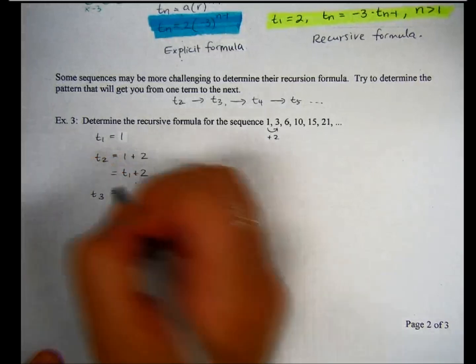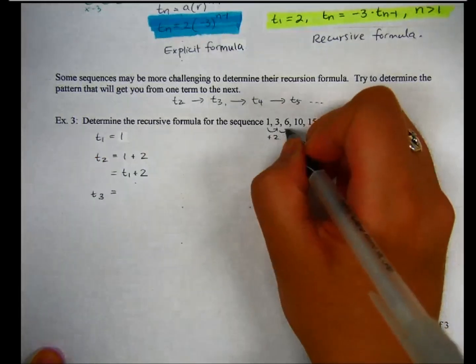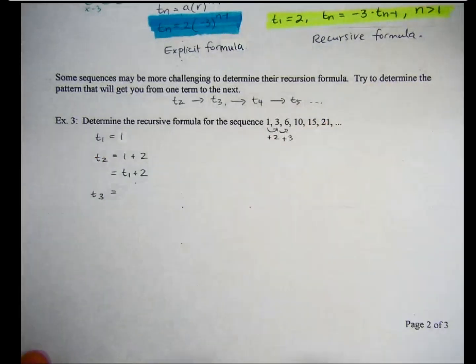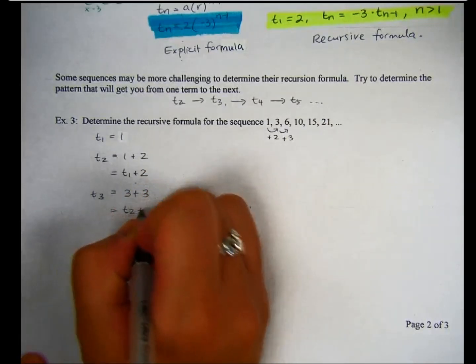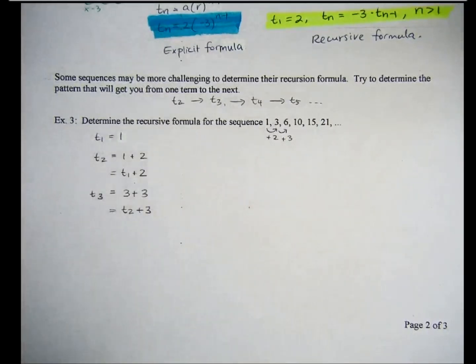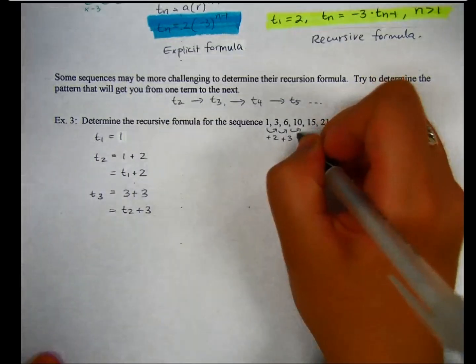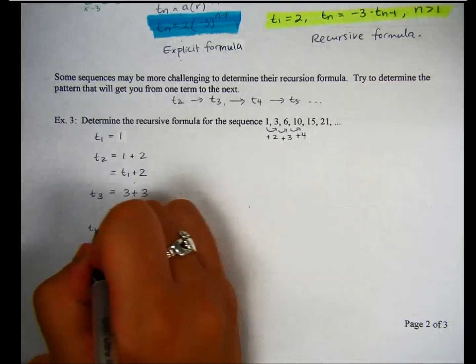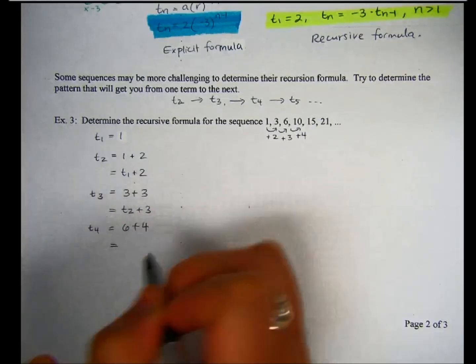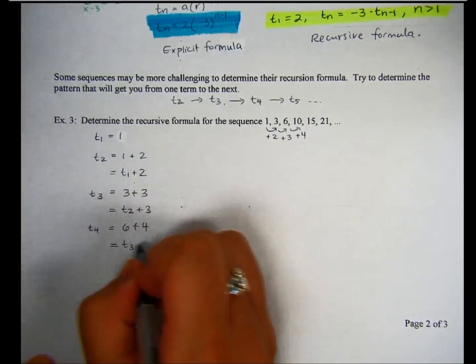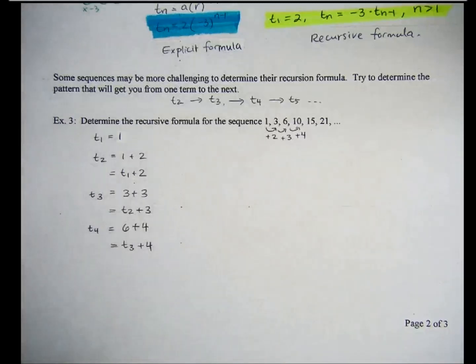All right, I'm going to try this again. T3, the third term, is going to be 3 plus 3. So the second term plus 3. And keep this going. The fourth term is equal to 6 plus 4. So the third term plus 4, so on and so forth.